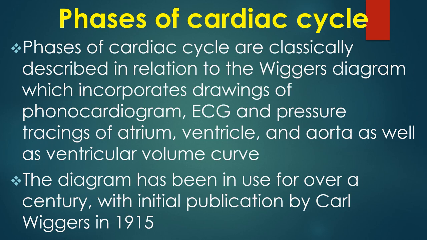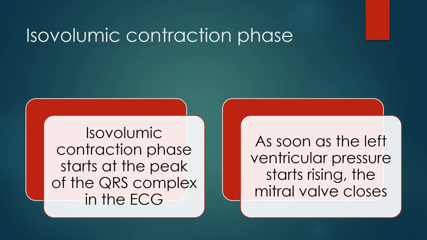Phases of the cardiac cycle are classically described in relation to the Vickers diagram, which incorporates drawings of phonocardiogram, ECG and pressure tracings of the atrium, ventricle and aorta, as well as ventricular volume curve. The diagram has been in use for over a century, with initial publication by Carl Vickers in 1915.